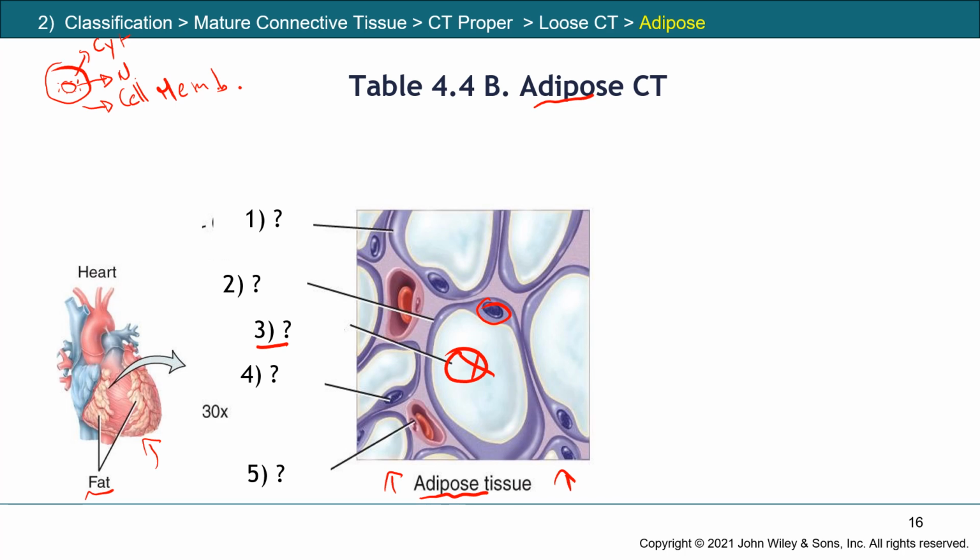So remember, here in purple, this will be the cytoplasm. Surrounding that cytoplasm, you have the plasma membrane. So here they're showing you, sorry, here is the plasma membrane. Let me draw it again. Here is the plasma membrane.